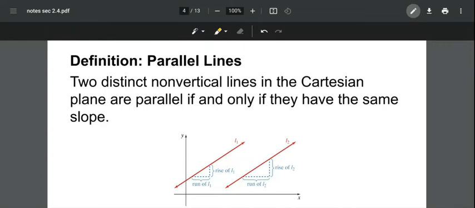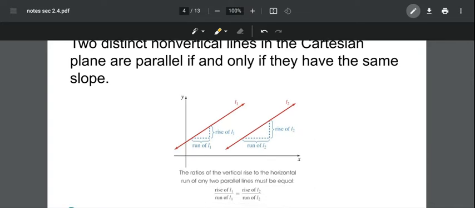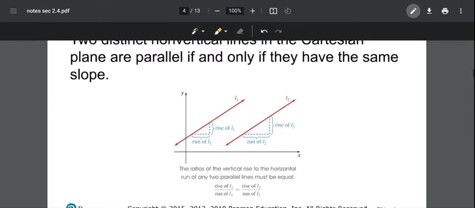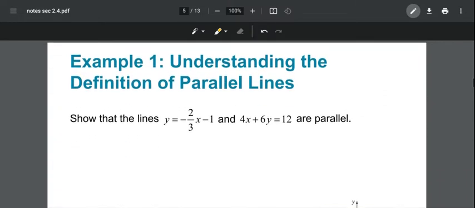Two distinct non-vertical lines in the coordinate plane are parallel if and only if they have the same slope. So here you have a situation. We have line 1 and line 2. They will never intersect. They are parallel to each other because the slopes of those two straight lines are the same. The definition.